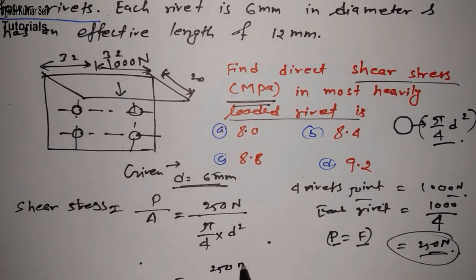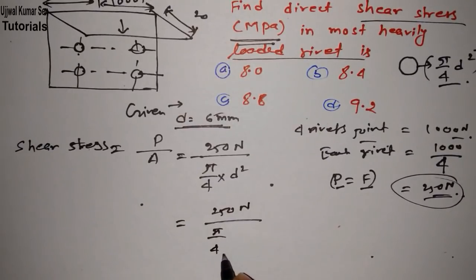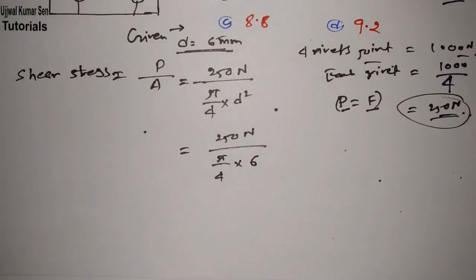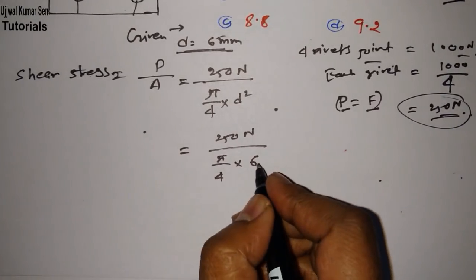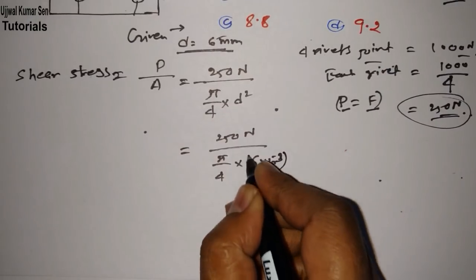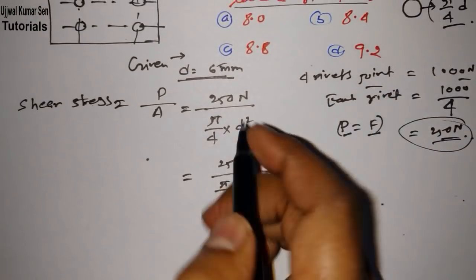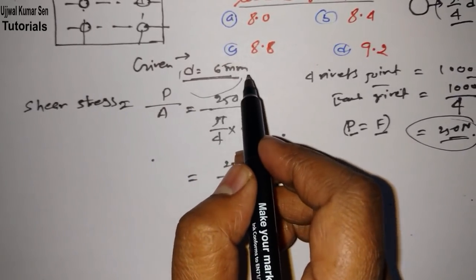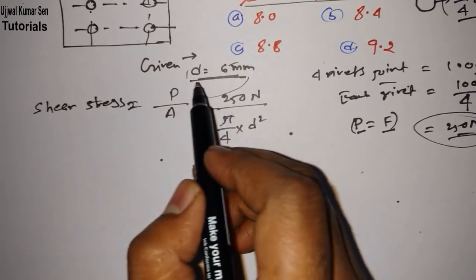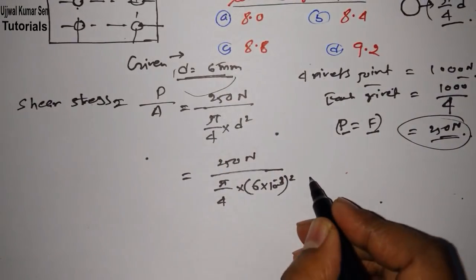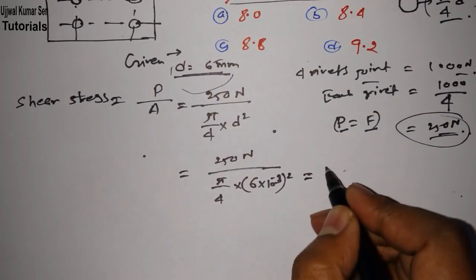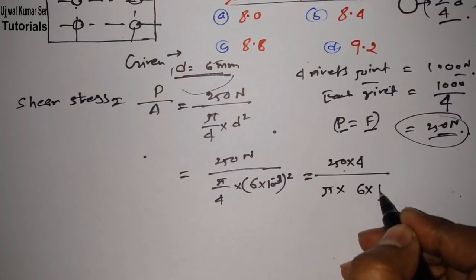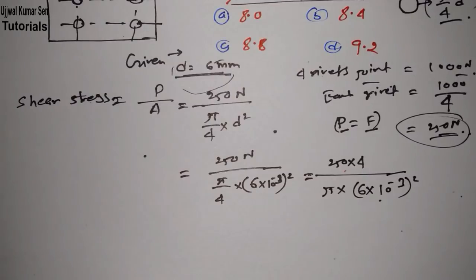So what we got is 250 Newton over pi by 4 d square. What is d? Basically 6. Don't just write 6. We have to multiply with 10 to the power minus 3, then square it. Why am I doing this? Because we are given that the diameter of each rivet is 6 mm. So this is important. So we got 250 multiplied by 4, over pi times 6 multiplied by 10 to the power minus 3, whole square.